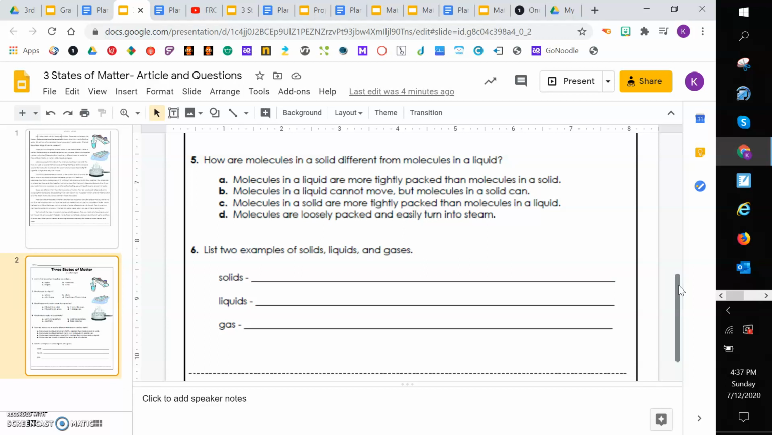A, molecules in a liquid are more tightly packed than molecules in a solid. B, molecules in a liquid cannot move, but molecules in a solid can. C, molecules in a solid are more tightly packed than molecules in a liquid. D, molecules are loosely packed and easily turn into steam. And lastly, question number six. List two examples of solids, liquids, and gases. So you're going to list two solids, two liquids, and two gases.